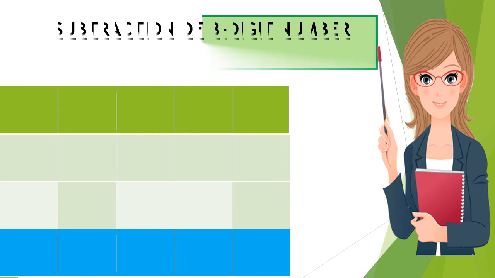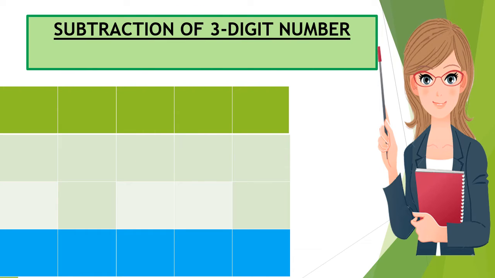Now we will learn subtraction of 3-digit numbers. Let us take an example, 675. From this we will subtract the number 637. We will put a minus sign before it. Here also we start from ones. We can see that 7 is bigger than 5.